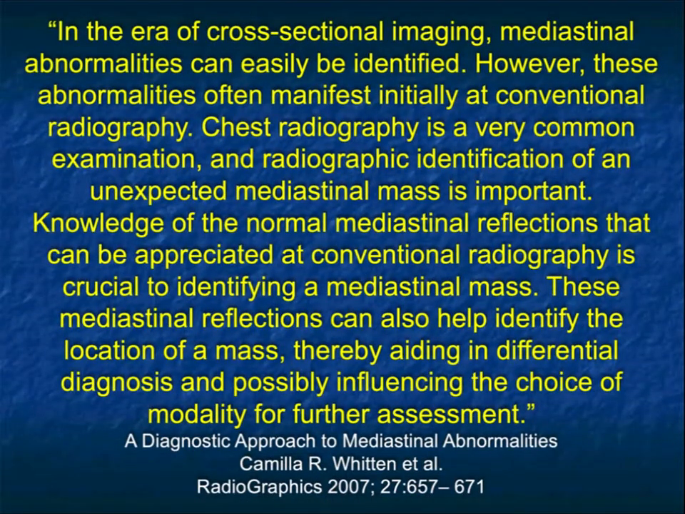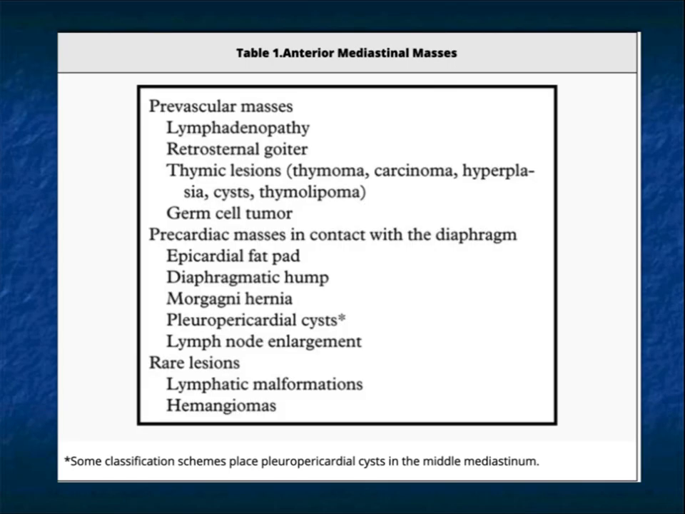This article by Camilla makes the point that chest x-ray is a very good starting point, but really, beyond that, everything needs to go with CT. So what I'm going to try to do is show you some of the common things we look at. If you think about the anterior mediastinum in the article, they mentioned lymphadenopathy and goiters and thymic lesions and germ cell tumors as prevascular masses, precardiac masses, and then rare lesions.